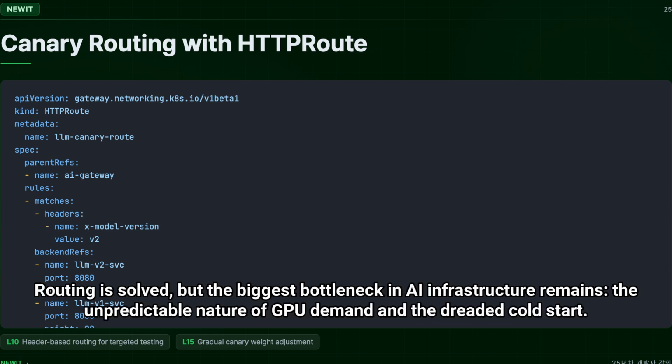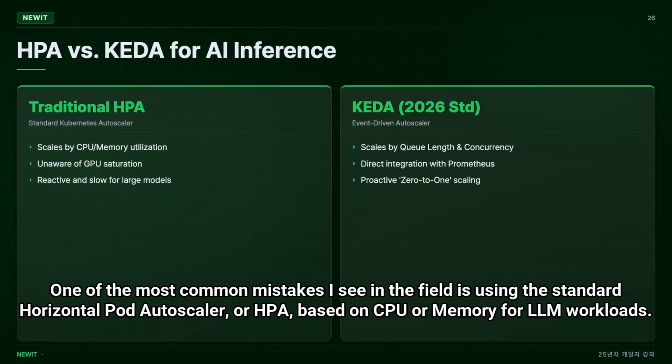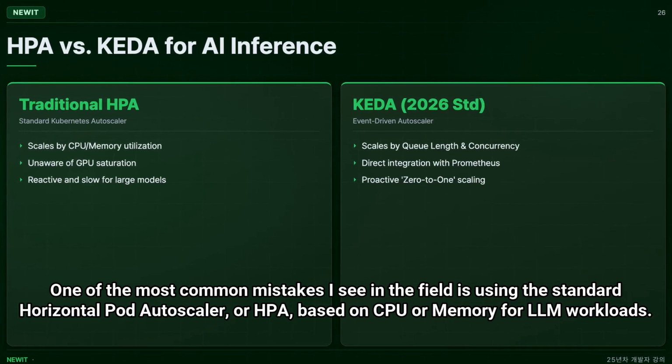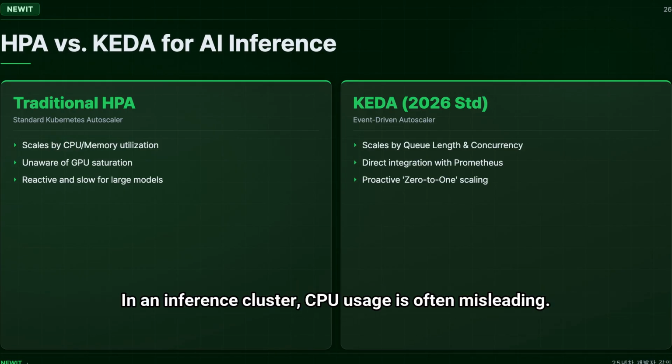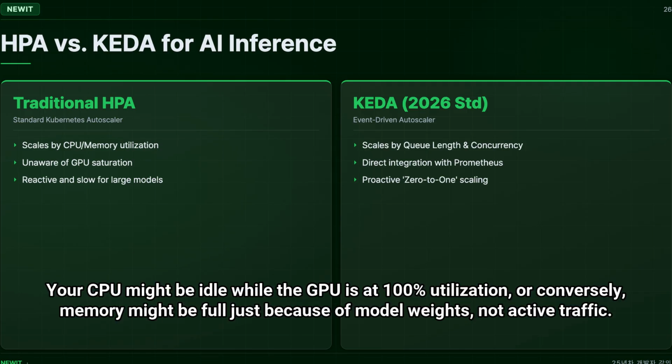Routing is solved, but the biggest bottleneck in AI infrastructure remains: the unpredictable nature of GPU demand and the dreaded cold start. One of the most common mistakes I see in the field is using the standard horizontal pod autoscaler, or HPA, based on CPU or memory for LLM workloads. In an inference cluster, CPU usage is often misleading. Your CPU might be idle while the GPU is at 100% utilization, or conversely, memory might be full just because of model weights, not active traffic.